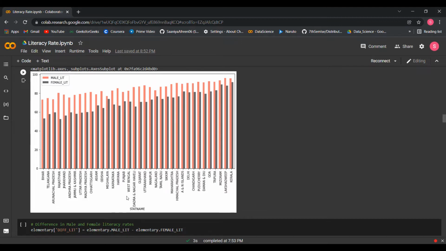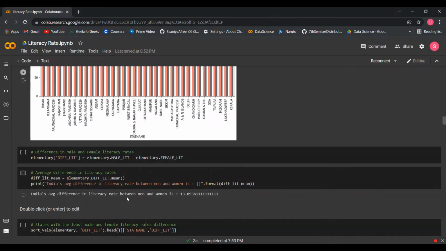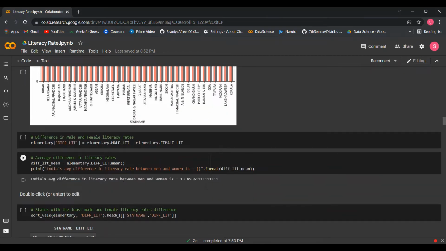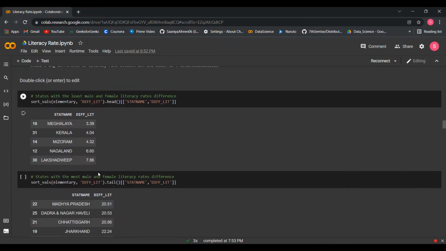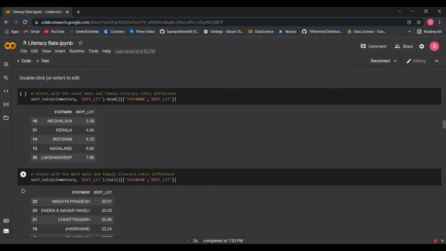Then we are trying to create a new feature, that is basically subtracting the female and male literacy rate. This will help in seeing the difference in male and female literacy rate for each state easily. So basically, we have done the difference in male and female literacy rate. Then we have taken the average difference in literacy rates. Then the state which has the least male and female literacy rate difference. Then the states with the most male and female literacy rate difference.